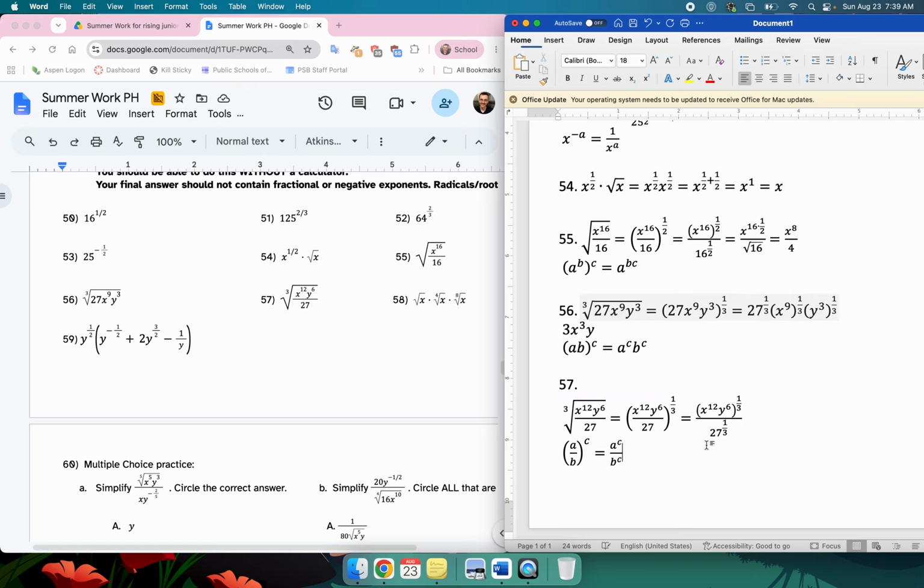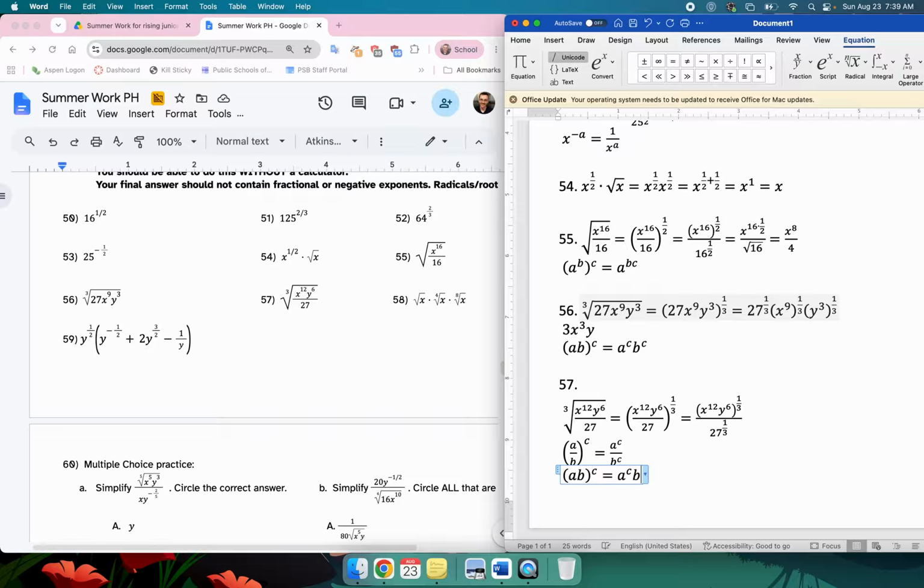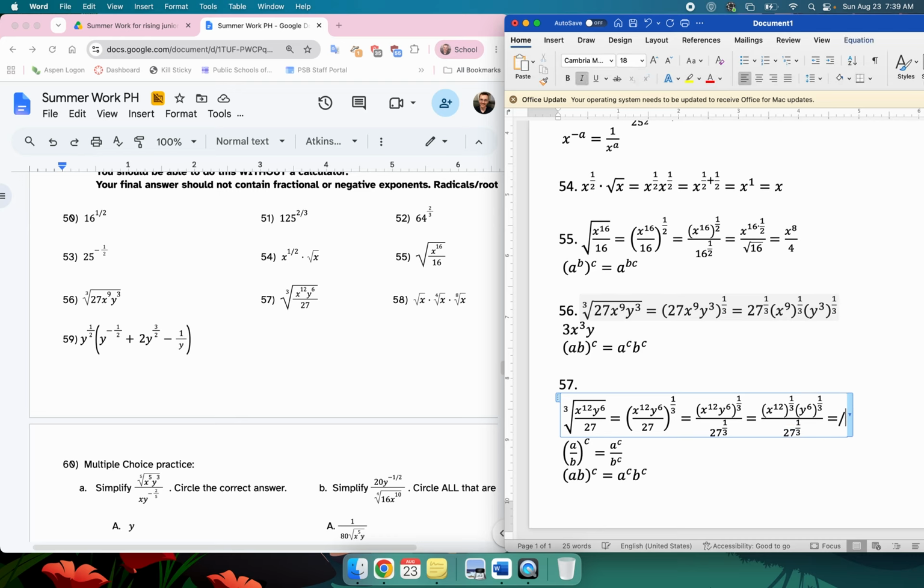But then in the numerator, I can distribute that exponent of 1/3 a little bit further because once again, exponents distribute over multiplication as well. So if you have two things being multiplied raised to a common power, you can distribute the exponent. So that's what I'm going to do here. So I have x to the 12th, y to the 6th, and each of those is going to be raised to the 1/3 power. So I'm distributing that 1/3. And one more line and I think we'll be done.